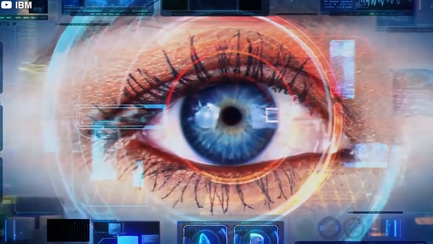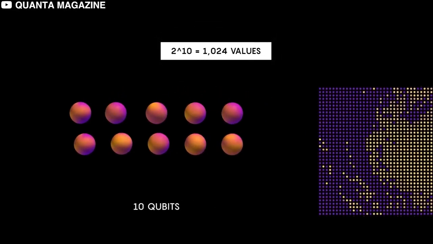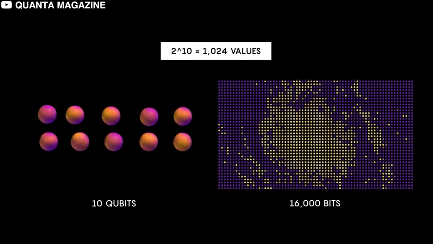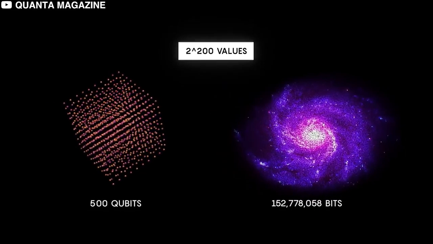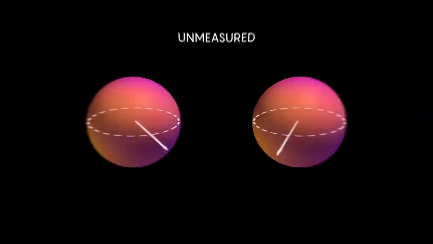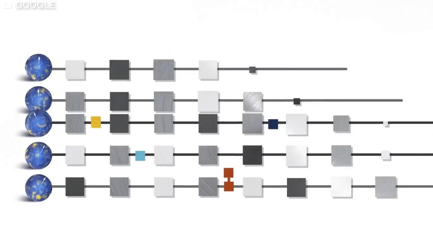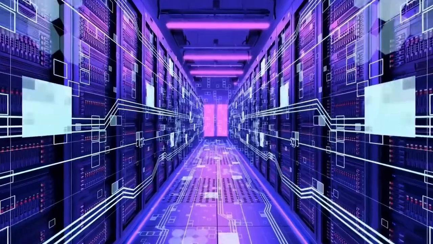IBM and other companies have also made significant strides in developing quantum computers, with IBM offering access to its quantum computers via the cloud. In addition to these tech giants, there are also a number of smaller companies and startups, such as Rigetti Computing and IonQ, that are working on developing practical quantum computers.